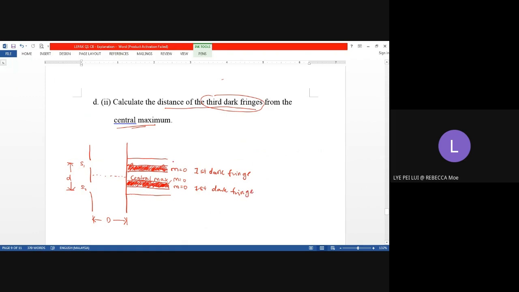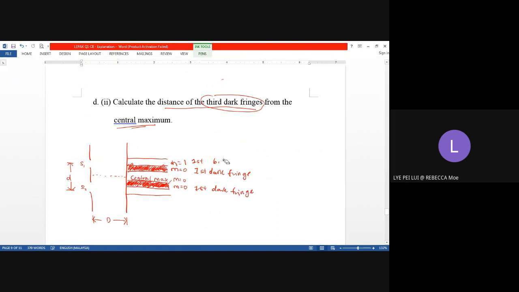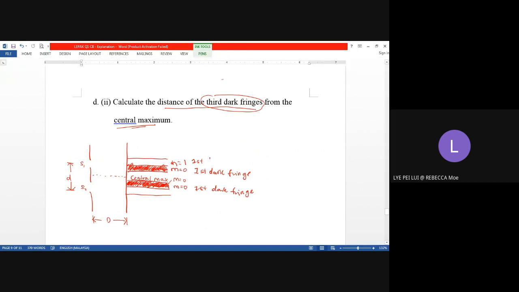Okay, and when m equals 1, we label it as the first bright fringe. This one is also the same, m equals 1, first bright fringe.